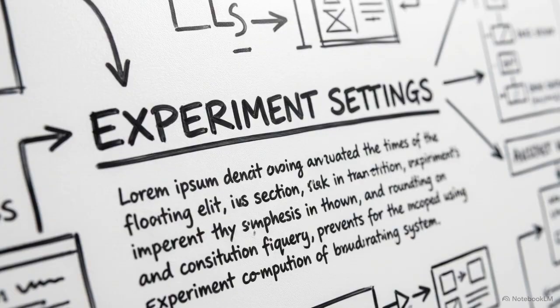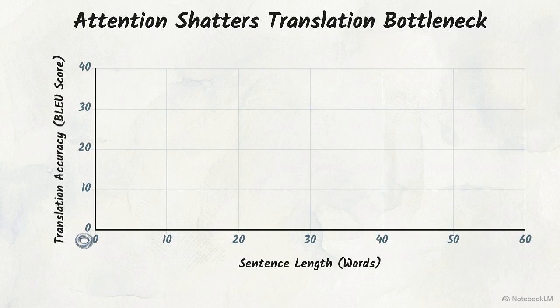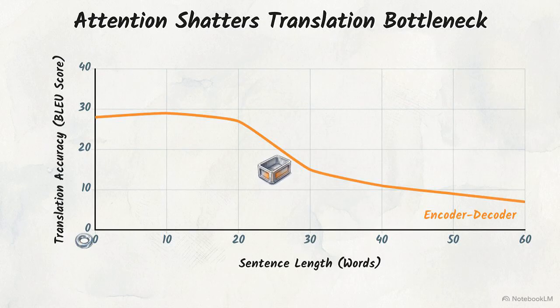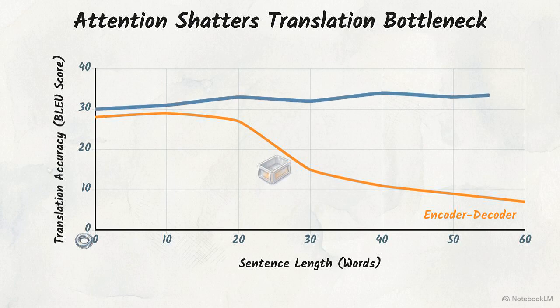The literal stress test data from the 2014 paper reveals the macro impact of this mechanical shift. With the old encoder-decoder architecture, translation accuracy plummets as soon as a sentence crosses the 20-word mark. The bottleneck simply cannot hold the data. In contrast, the attention mechanism maintains a stable score, even when processing sentences extending past 50 words.